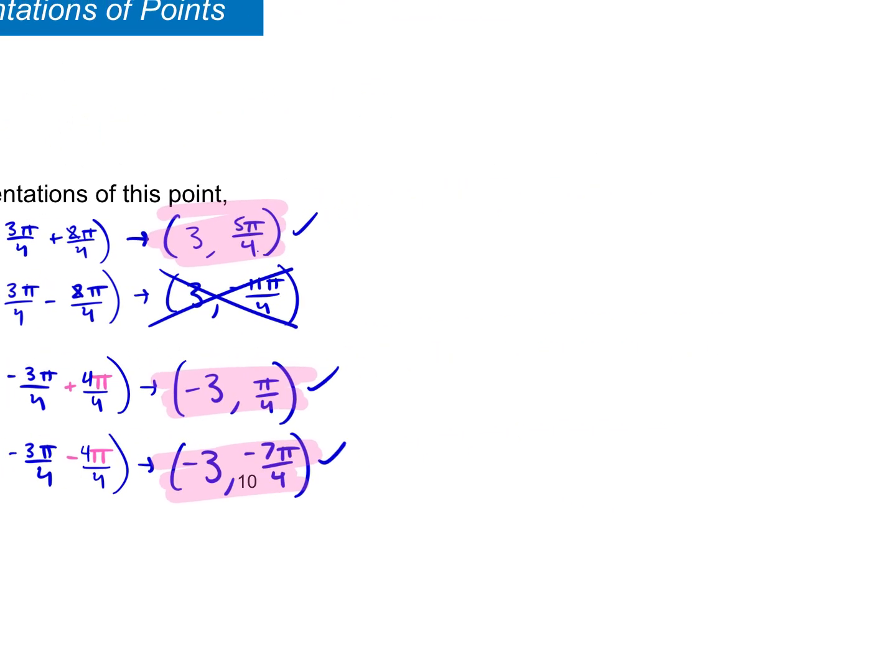So the most important thing here is if we keep r the same, then we would add and subtract 2 pi to our theta. If we change it to negative r, then we add and subtract pi to our theta. And this will give us our additional points.